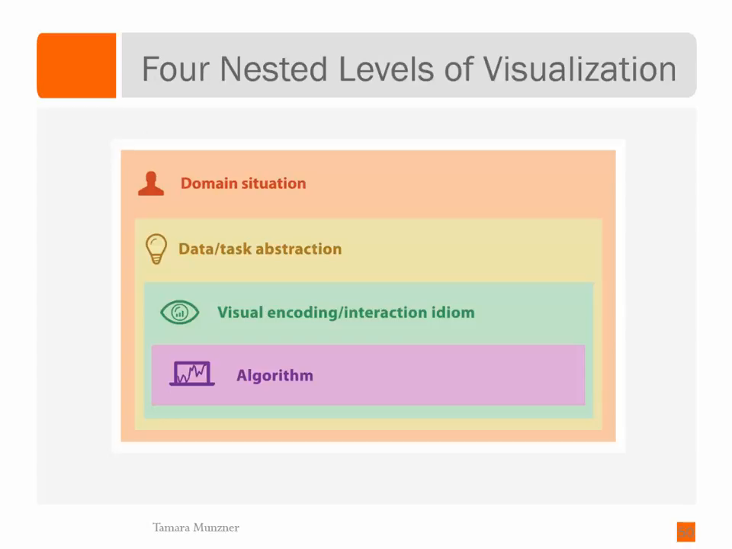So then we come to the 4th nested level of visualization, which is the algorithm. And there certainly isn't any requirement to use an algorithm. We don't have to have an algorithm to have great data visualization. We might have manually assigned our data elements to the visual encoding, but we might also want an algorithm to assist us with that process.